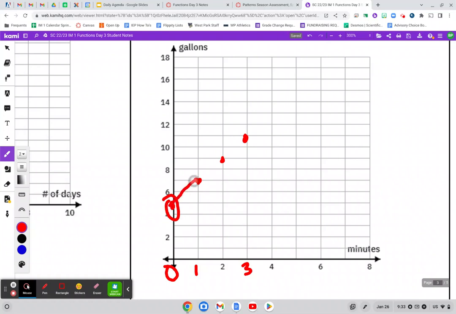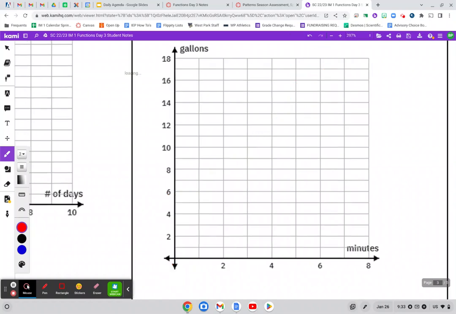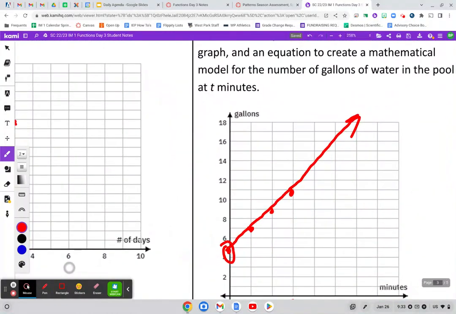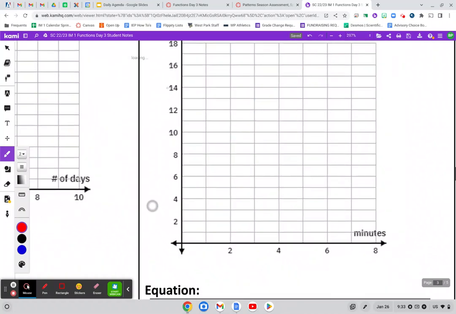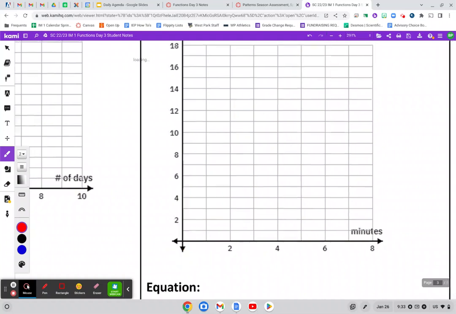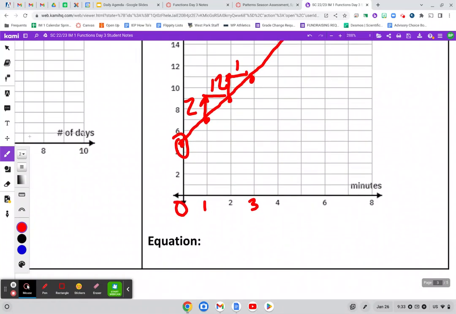And slowly but surely, this water keeps on getting added and added until it hits that maximum amount of whatever, 1,500, right? Let's not worry about that for now. But what you can see here is this will be a continuous function. Same thing applies. We're rising 2, running 1. And remember, yesterday we defined that as our slope.